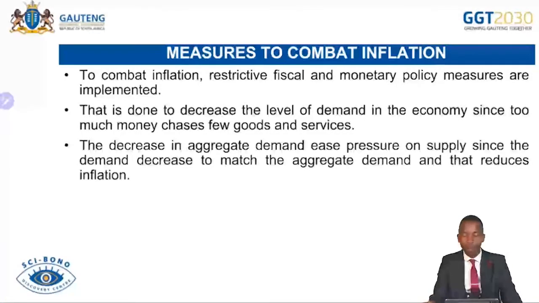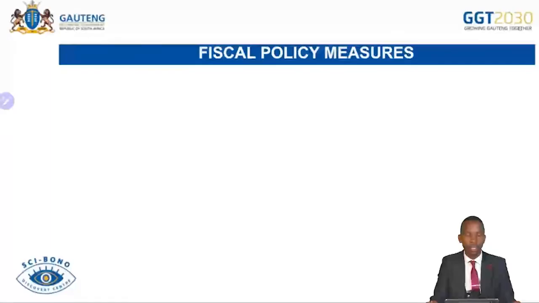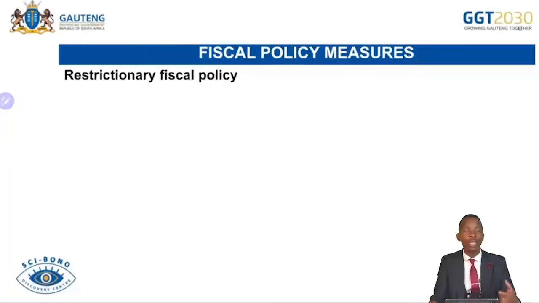The decrease in aggregate demand relieves the pressure on suppliers. So if the demand decreases, then the pressure on the supply of goods will be relaxed a little bit. That will lead to even less inflation. Fiscal measures to combat inflation. Restrictive fiscal policy occurs when the government intervenes by increasing taxation and decreasing its expenditure.